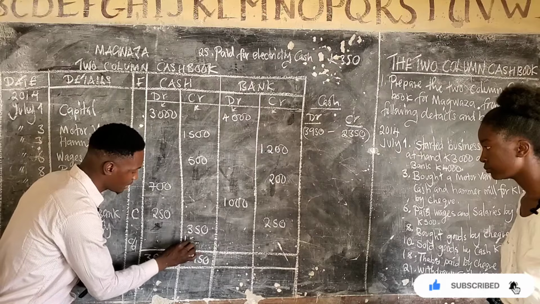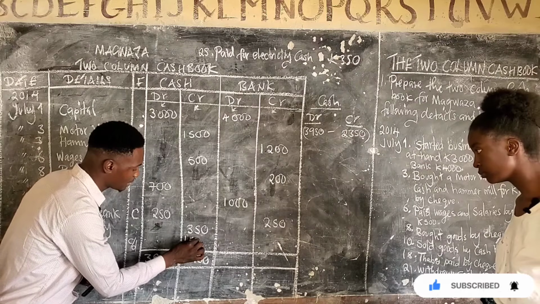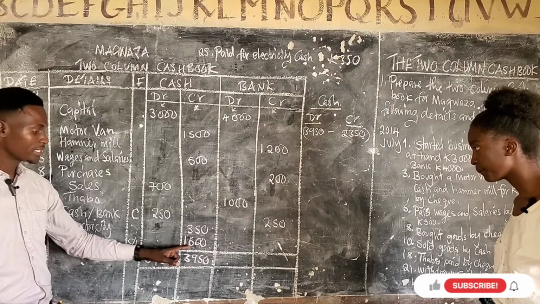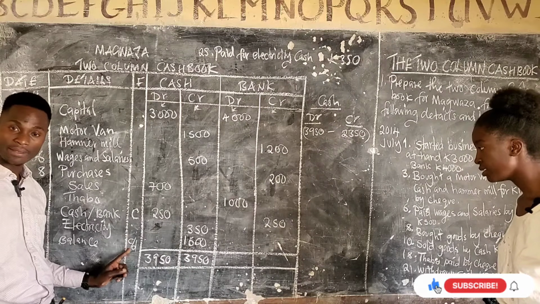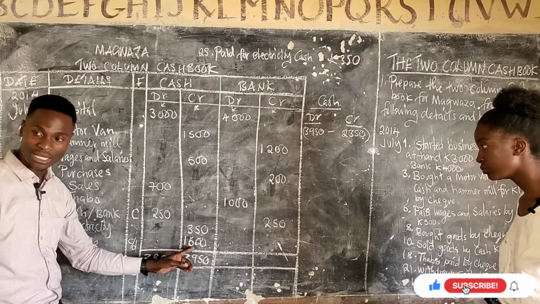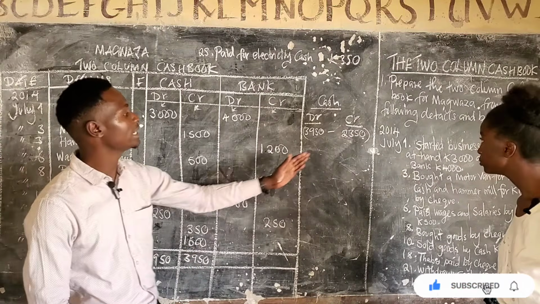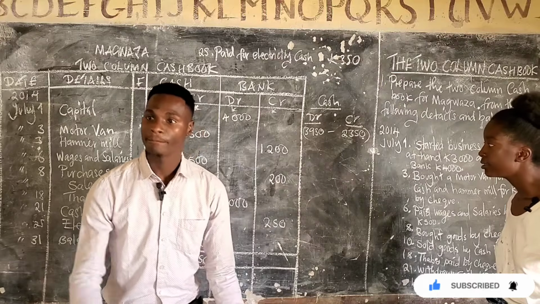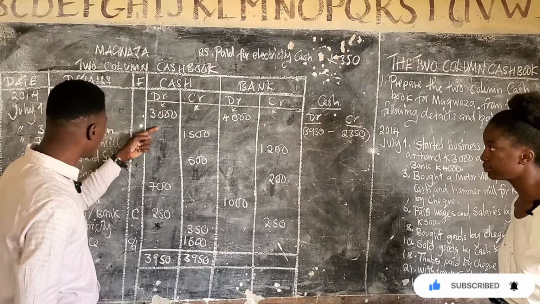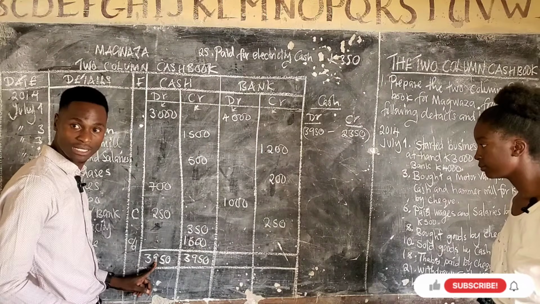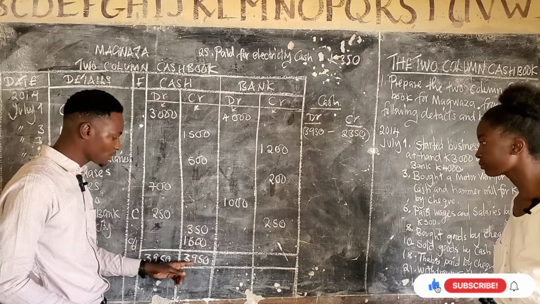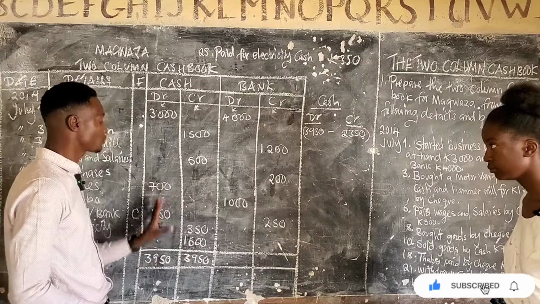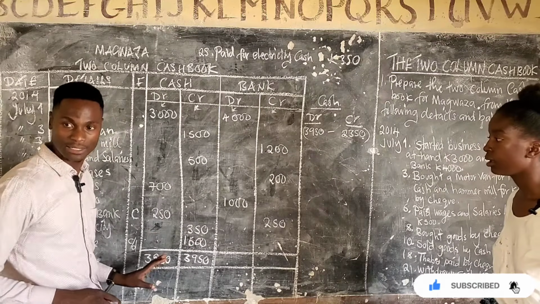1,600. So this is the balance carried down. Why are we putting it on the credit side? Because it is the side which was less. When you add everything here, together with this one, it's going to give you 3,950. Now this one is balanced.